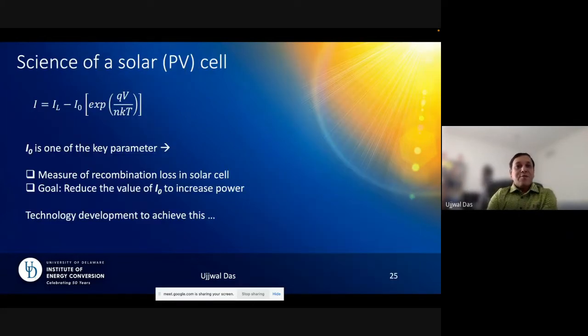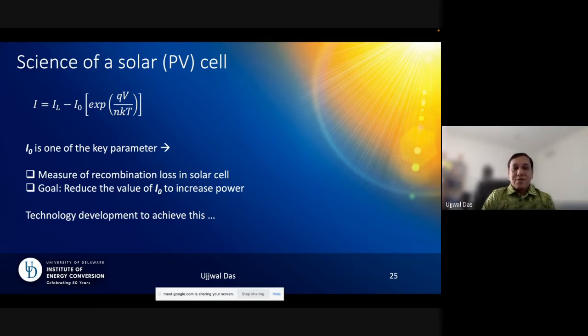So now let's look at a little bit more science of a solar cell. As I said, the main driving equation for a solar cell is as shown here. You want to maximize this light generated current, so you have to minimize the I0 term. I0 is one of the key parameters in a solar cell, and it's a measure of recombination loss. That's a loss mechanism, and you want to minimize it and ideally make it zero. So all solar technology tries to reduce this value of I0 to increase power.